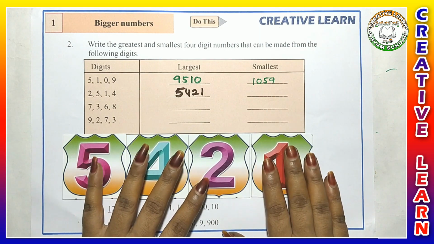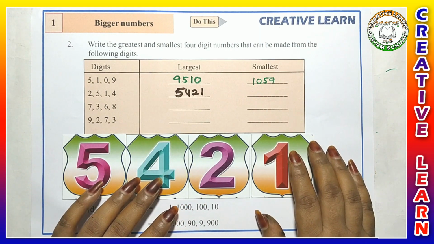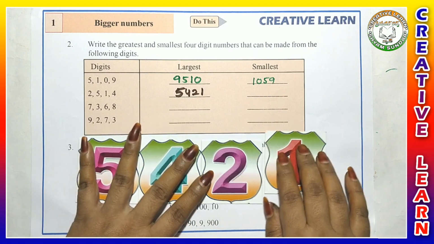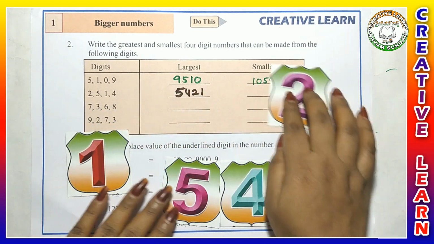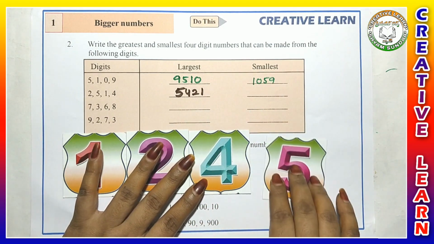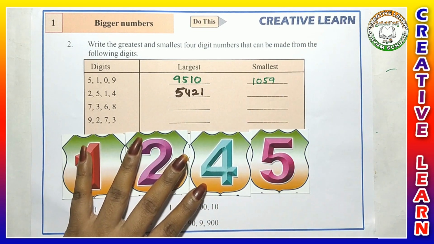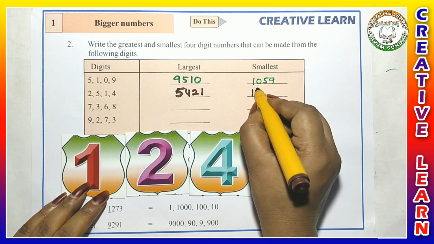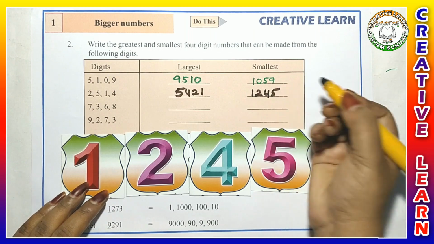Now, to form the smallest number, we have to take the digits from small to big. Means 1 in the thousands place, 2 in the hundreds place, 4 in the tens place, and 5 in the ones place. What is the number? 1245.